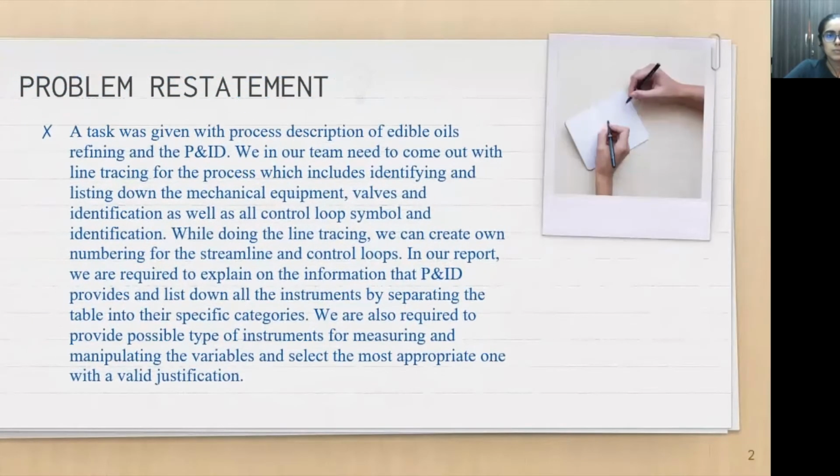This is our problem statement for this task. Basically, we need to come up with line tracing for the process, which includes identifying and listing down the mechanical equipment, valves, as well as identifying the control loop symbols.